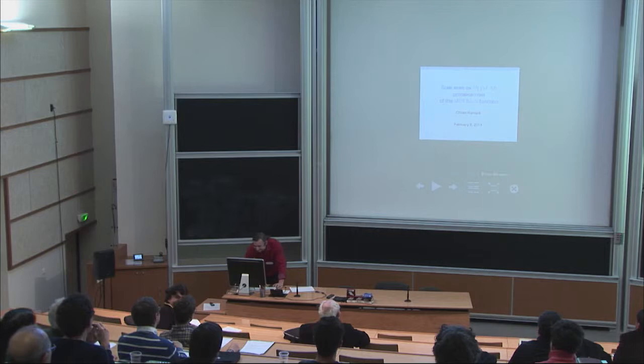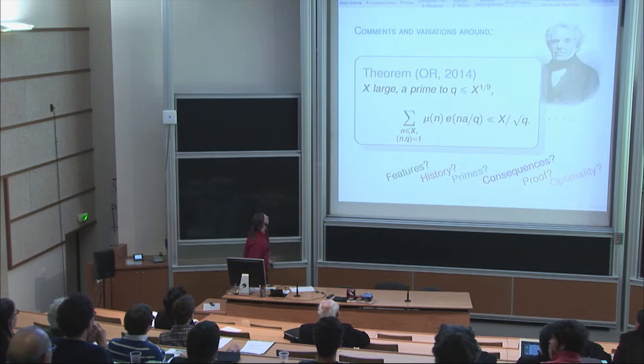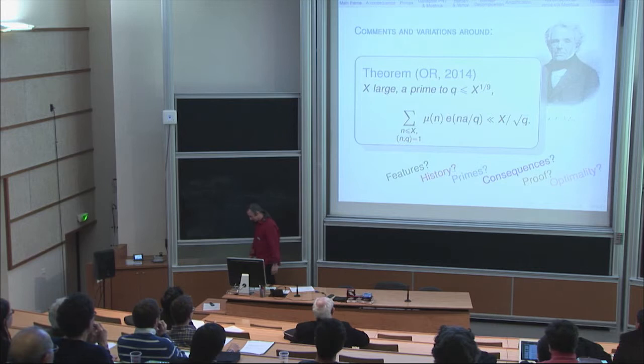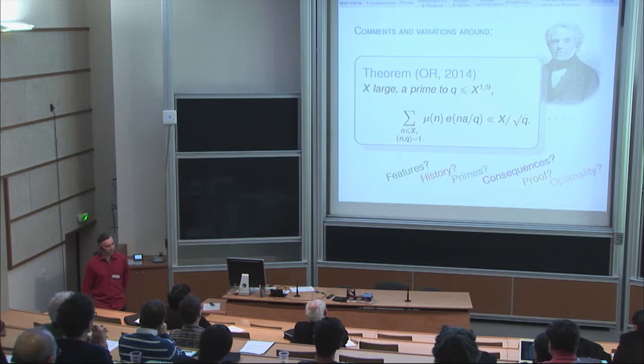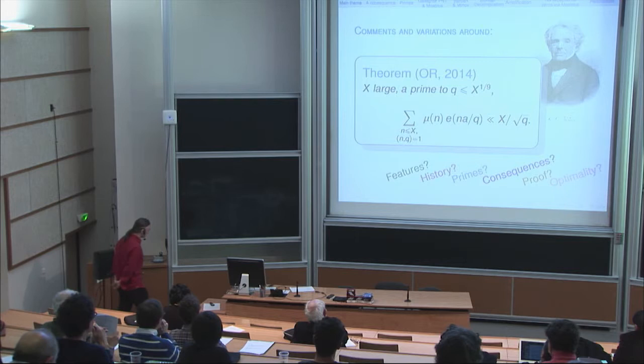That's normal. Okay. So what I'm going to talk about is essentially this theorem. You take the trigonometric polynomial over the Möbius function, and you look at it at the Möbius function multiplied by exponential 2i pi n a by q. You assume that q is not too large, but still fairly large. And you want some cancellation.